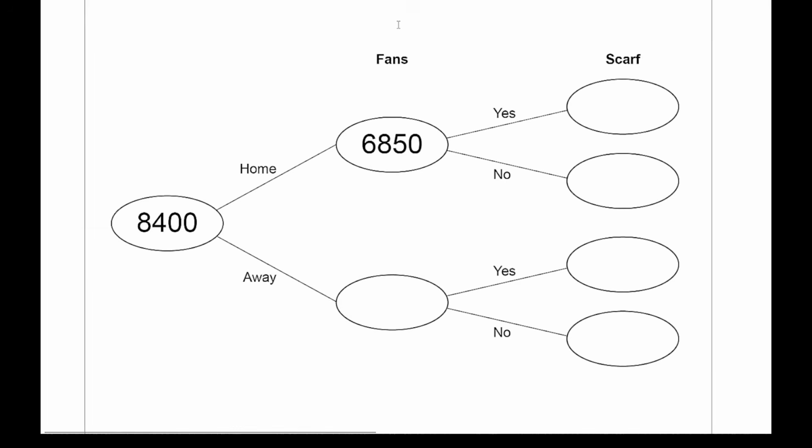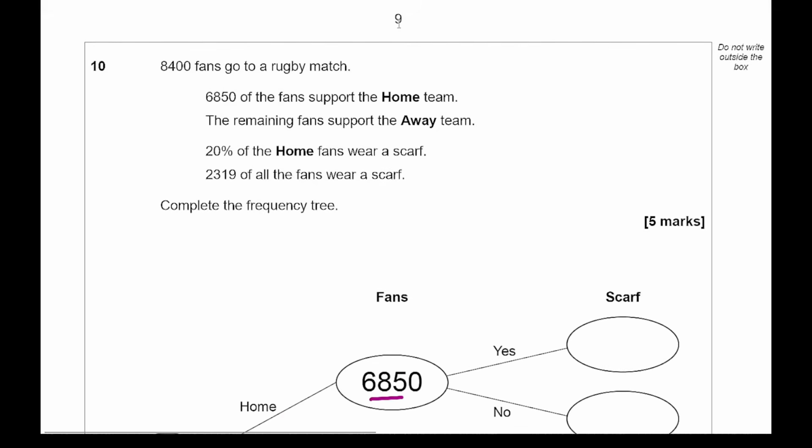So first things first, let's just zoom out so I can see all the tree in its entirety. Now the first one that we want to be able to fill in is this box here. So for this, we know that this plus this box needs to add up to 8,400. So if I do 8,400 minus 6850, I get an answer of 1550.